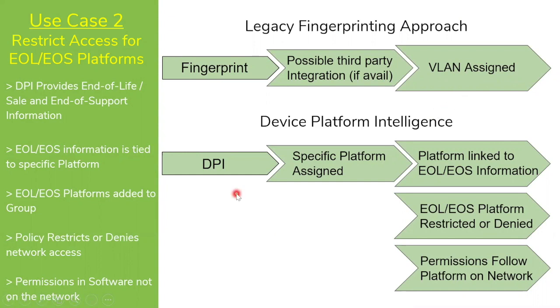With DPI, because you have more granular information, you're able to link specific platforms to an end of sale or end of support or end of life. You're able to group those together, restrict access, and the permissions follow the platform around. So again, the key here is being able to assign specific platforms. That gives you the power to be more granular with your network access control policies, and you can restrict or deny any end of sale, end of support device on your network.